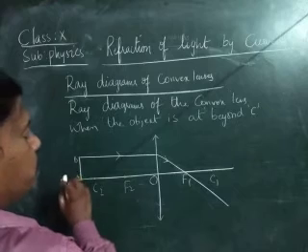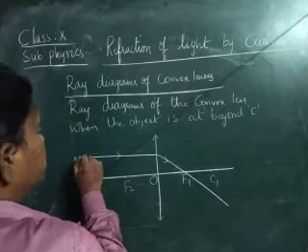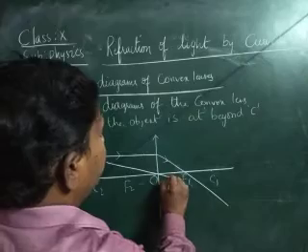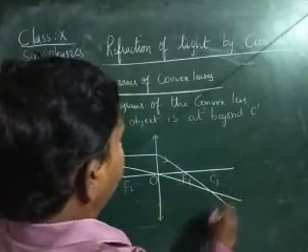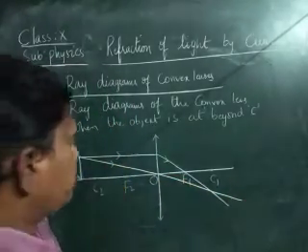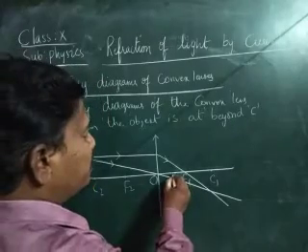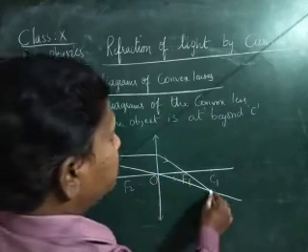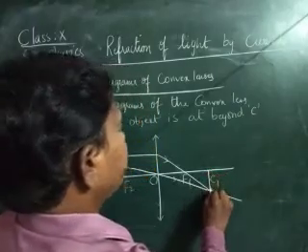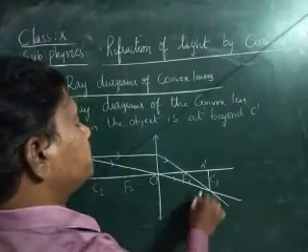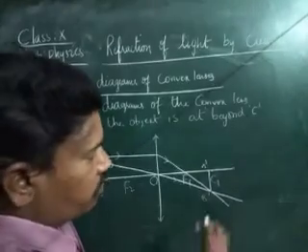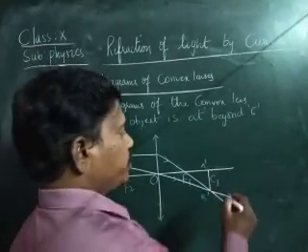Second rule, what is the second rule? When the light ray is passing through the optic center, it is undeviated. Where is the image formed? The image is formed somewhere here. A dash, B dash. Here, how is the image formed, children? It forms an inverted image.